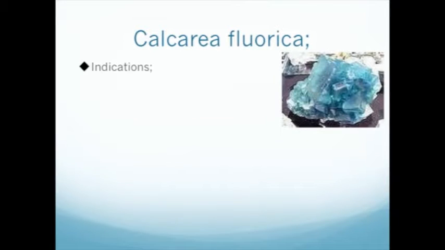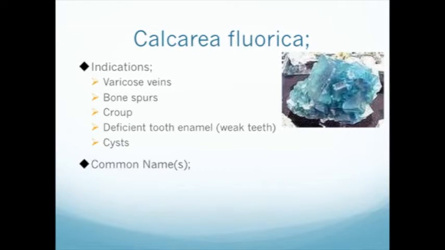Calcarea fluorica is indicated for varicose veins, bone spurs, croup, deficient tooth enamel or weak teeth, cysts. The common name for this is calcium fluoride or fluorspar.